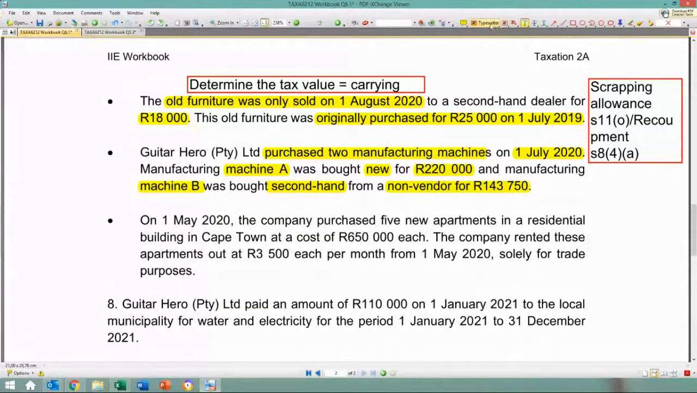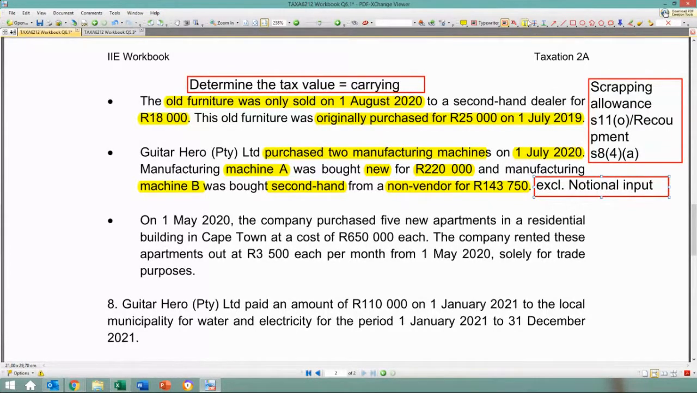Now, I said when we buy something from a non-vendor, we have to exclude the notional input VAT from this transaction when we do the calculation. They said all the other amounts are excluding VAT already, but this one, because they tell you it's a non-vendor, they are assuming that you are aware that this amount includes VAT.